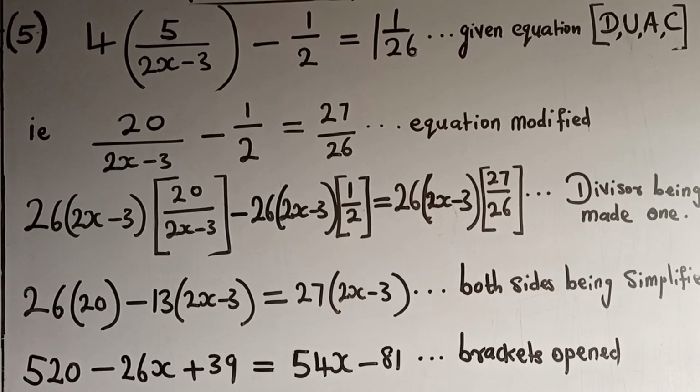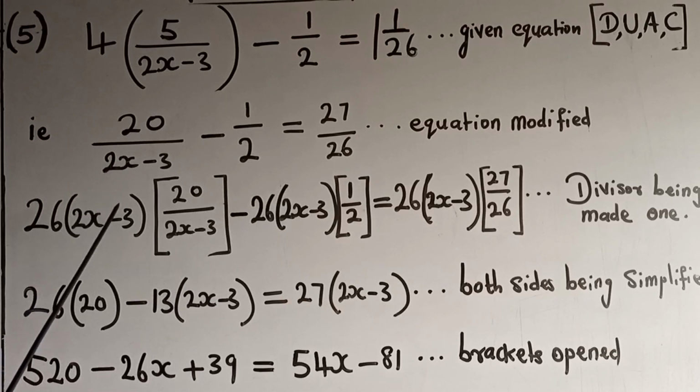So far, did you understand what I did in choosing this 26 bracket 2x minus 3 as the common multiple of all these divisors? Please, if you did not, take your time to go through it again. Definitely you're going to get a sense of what I explained. Now we make progress. Now we have seen that 26 bracket 2x minus 3 is the common multiple of these divisors.